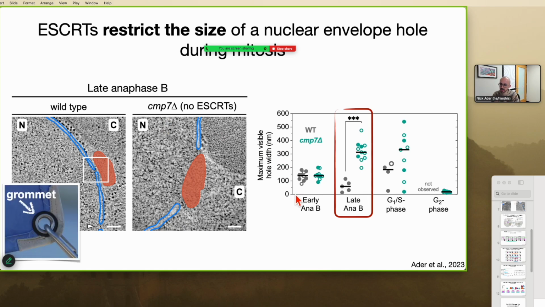This really implied to us that there's some sort of grommet-like function for the escorts prior to sealing, that they're maintaining a restricted size of this nuclear envelope hole. Without them, you get this massive dilation in the nuclear envelope. So we wanted to take a look at what the functional consequence is of not having this tight grommet-like function for the escorts.